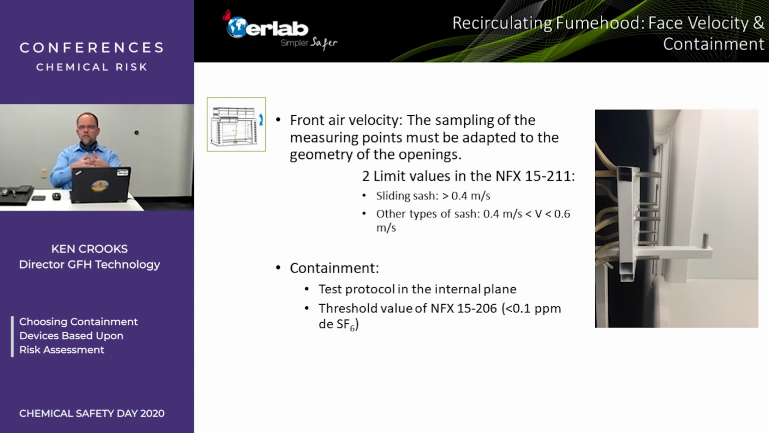The two are linked. Without velocity, you won't have containment, but you could have too much velocity and not enough containment. So there's a whole test protocol for that, looking at the internal plane of the fume hood and the threshold limit value, 0.1 ppm of the SF6 tracer gas would be the standard there. However, SF6 is one of those lightweight molecules that will go through filtration. So if you do not, for the test anyways, duct your ductless hood, follow me there hopefully, then that SF6 will come back into the laboratory and invalidate the results.